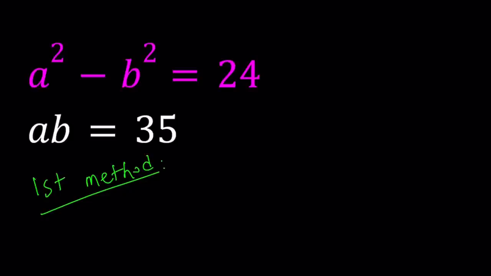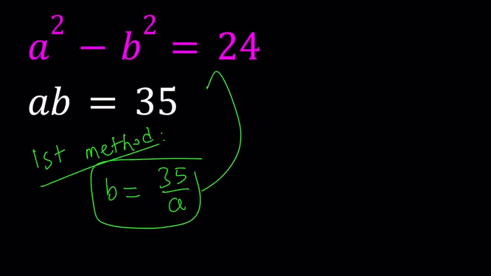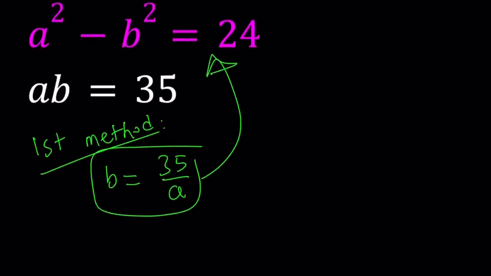My first method can basically be summarized as substitution, and the second method involves some algebraic manipulations or some identities. So for the first method, I'm going to isolate b, so I'll write b as 35 over a. Notice that a equals 0 does not work, so we can divide by a, and we're going to go ahead and substitute this into the first equation, which is this one. So if you do that, we get a squared minus (35 over a) squared equals 24.